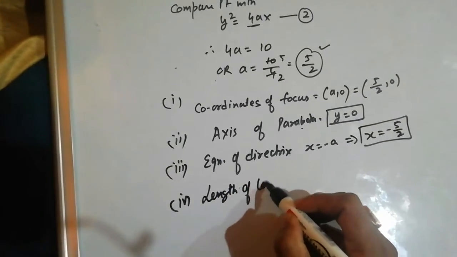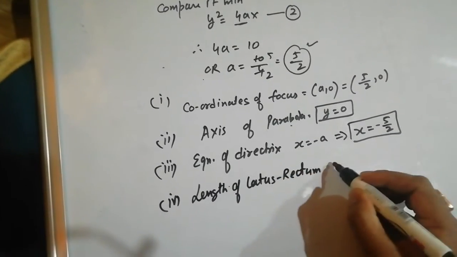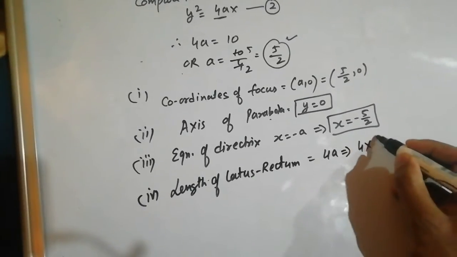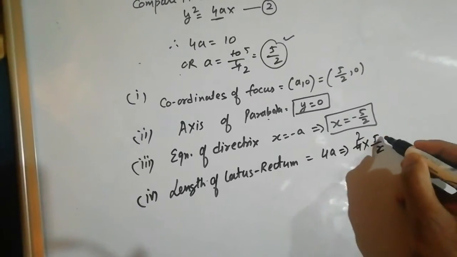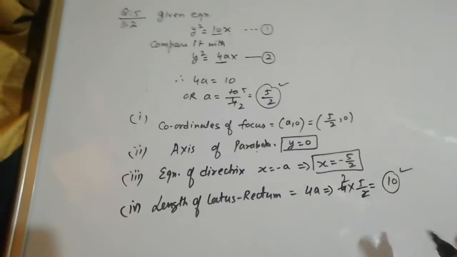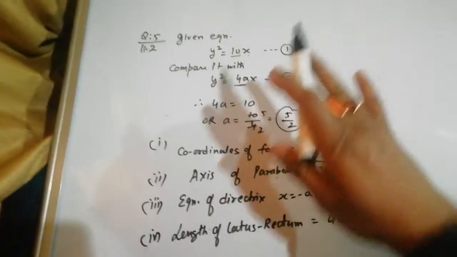Length of latus rectum. Length of latus rectum is your 4a. 4 into 5 by 2 to the 4, so this is 10. So length of latus rectum is 10. Now by using this one you can solve all the questions that look like this one.